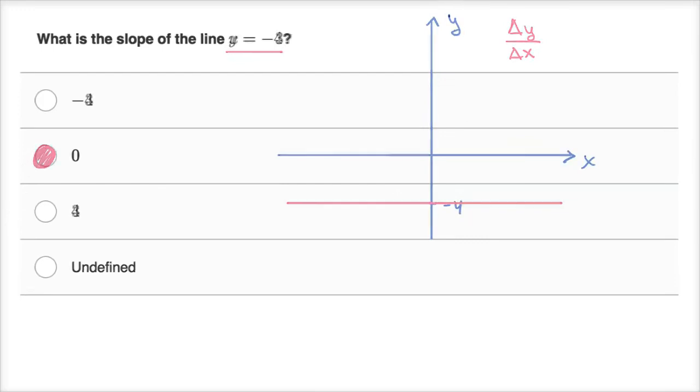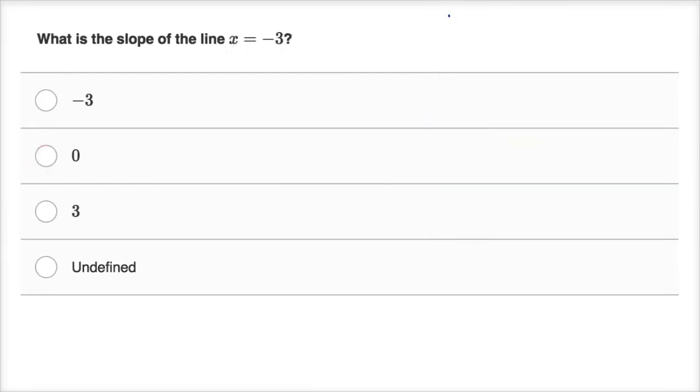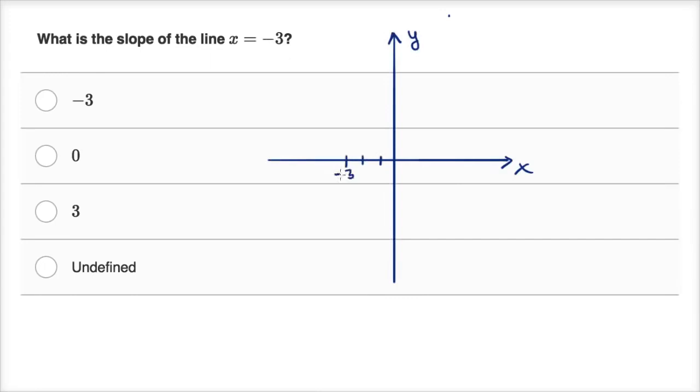This is fun. All right. So now they are asking us, what is the slope of the line x equals -3? Well, let me graph that one. So let's again draw my axes real fast. X-axis, y-axis. X is equal to -3. So -1, -2, -3. And so this line is going to look like this. No matter what y is, x is going to be equal to -3. So it would look like this.